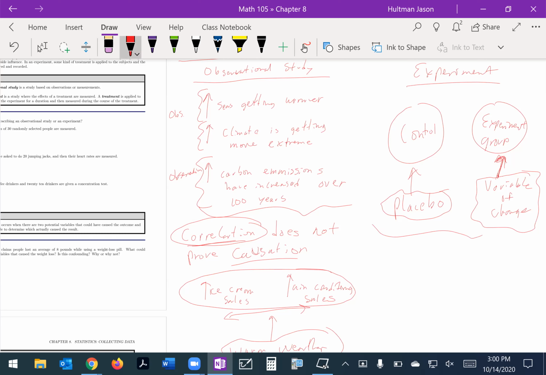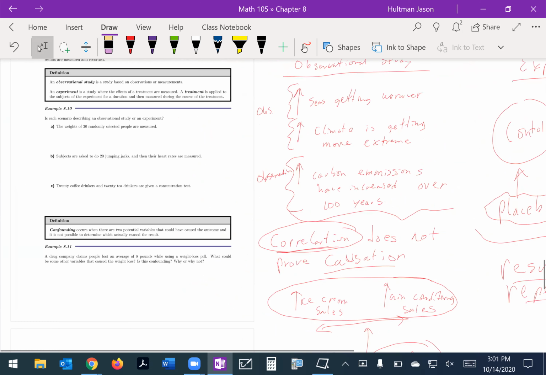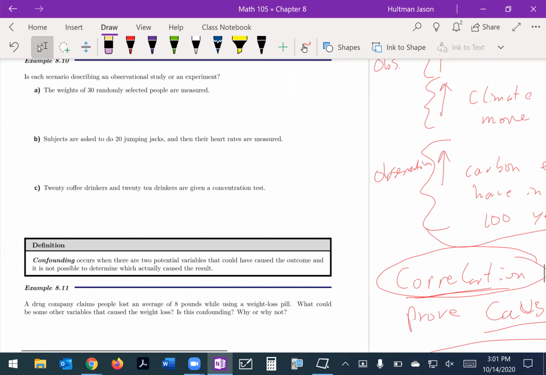And the one thing that makes an experiment an experiment is that the results are repeatable. Whereas an observational study is one where all you're doing is observing what's happening. In each scenario, describe whether it is an observational study or an experiment. The weights of 30 randomly selected people are measured. Am I introducing anything new in that? No. All I'm doing is observing this. This is observational.